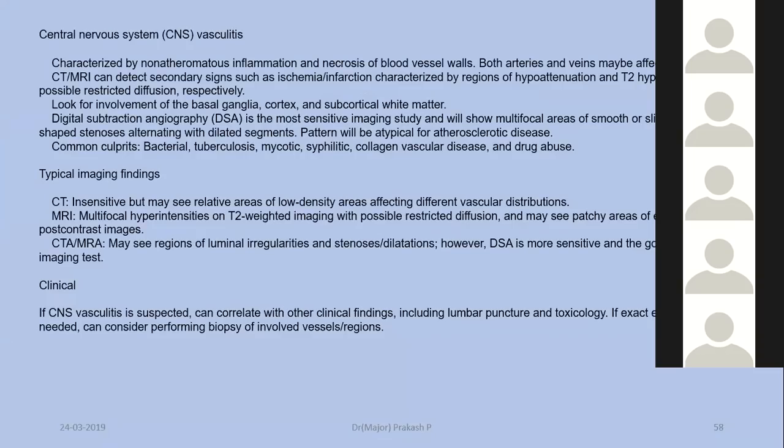Okay. So the important point to note is to identify all these findings and arrive at a diagnosis of CNS vasculitis. Point to be noted again here is that it is not mandatory you will find atheromatous changes, because the reason for the narrowing of these arteries is inflammatory, which is vasculitis. And clinically, in suspected CNS vasculitis, it can correlate with other clinical findings including lumbar puncture and toxicology.